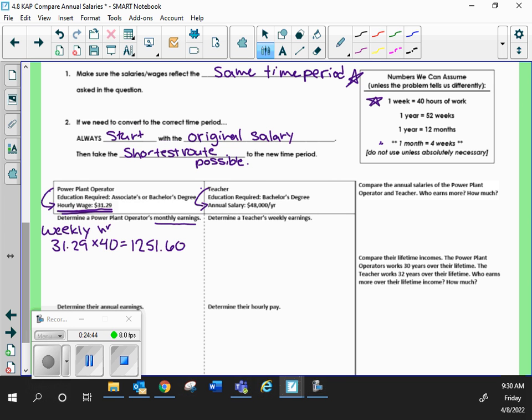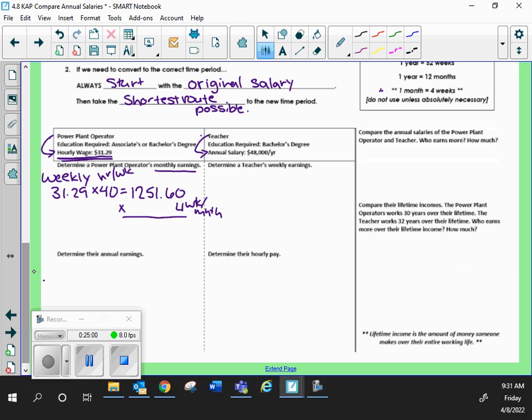You could put hours per week, and that's for 1 week. So multiply that times 4 weeks per month to get the month. I'm just going to go ahead and tell you the answer because I can. It's going to be $5,006.40. That's how much they earn in a month.